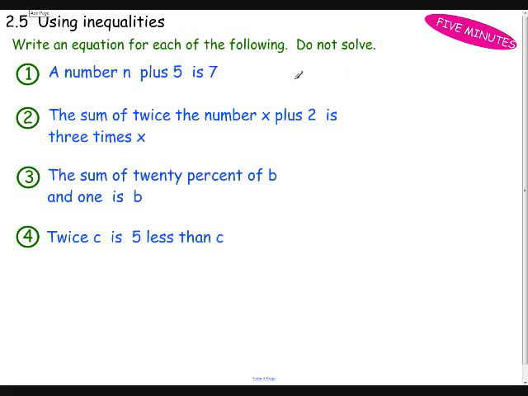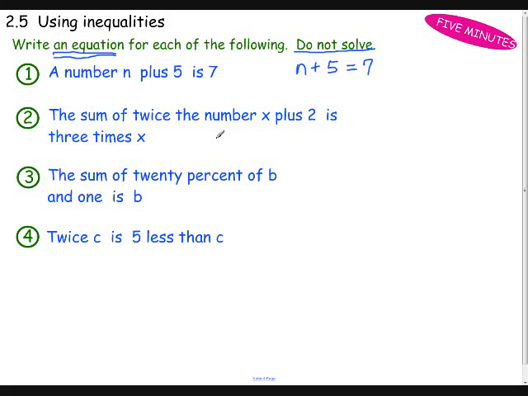Five minutes for just doing a quick review. Write an equation. We're going to get into inequalities in just a minute, but we're going to go back to something that's more familiar to us. A number n plus 5 is 7. Now we know is always stands for an equals. So n plus 5 equals 7. We're not going to solve these today. We're just going to write out the equation.